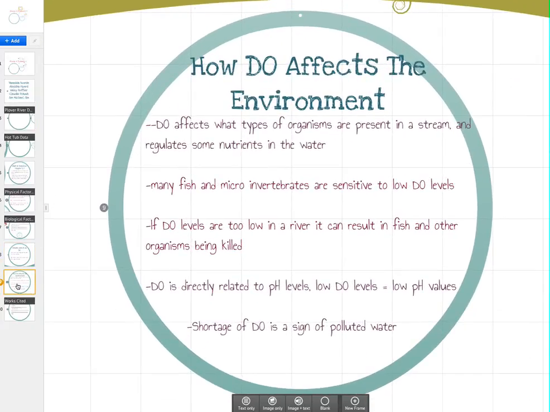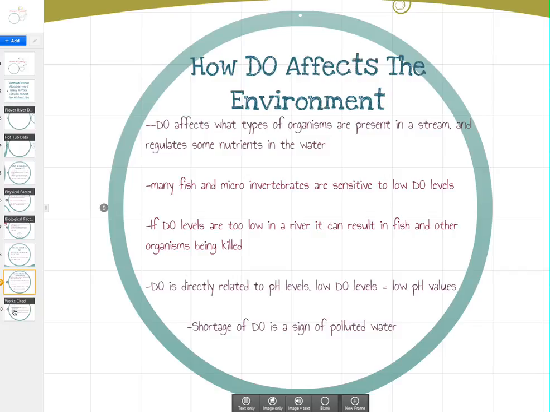How does dissolved oxygen affect the environment? Dissolved oxygen affects what types of organisms are present in a stream and regulates some nutrients in the water. Many fish and microinvertebrates are sensitive to low DO levels, which is why if you are testing in any water that has aquatic life, you will have higher DO levels.